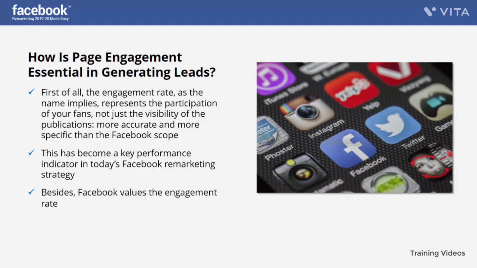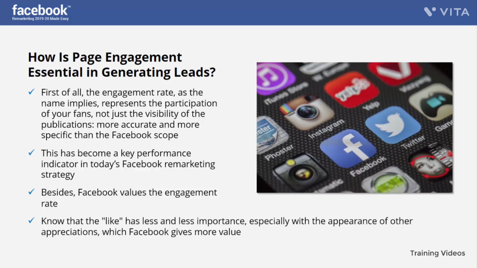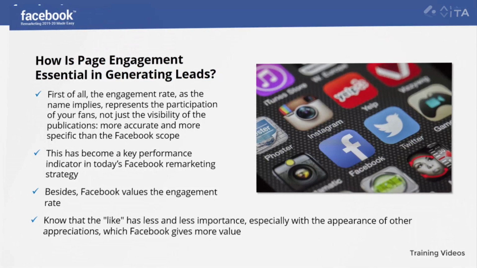The more your page is animated and worked, the more there will be diffusion and therefore better visibility, which will probably increase your opportunities to remarket. Know that the like has less and less importance, especially with the appearance of other appreciations, which Facebook gives more value. According to the algorithm of the social network, these new appreciations, which mostly appeal to emotions, encourage more participation on the part of the user, since they do not just simply press like, but will look to share the emotion that the post gives them. So there is more commitment, and therefore more opportunities to remarket.